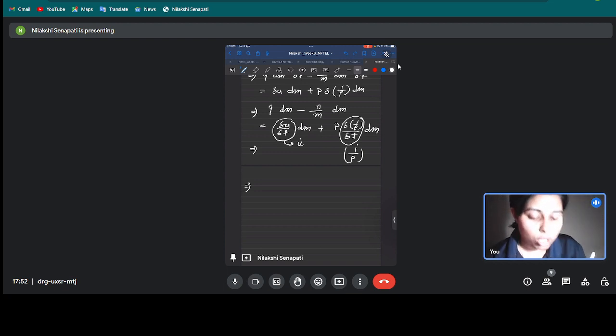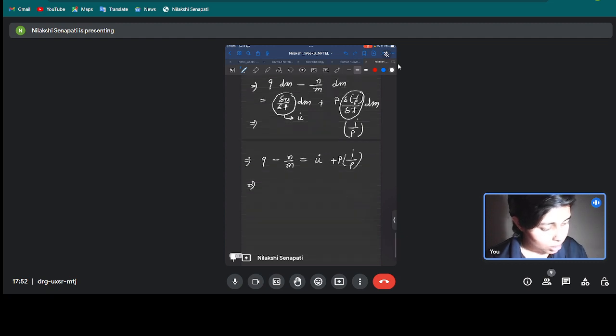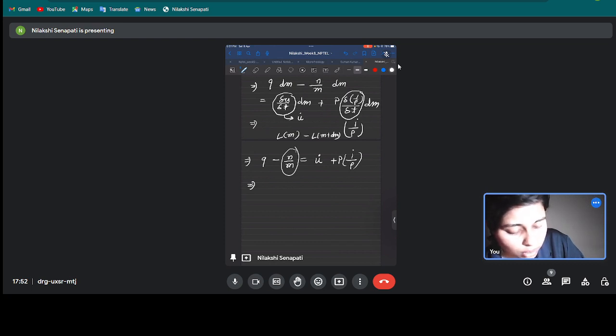Now let me divide all of the things with dm. Then we will get u dot plus p times 1 by rho dot, and this is nothing but L at m minus L at m plus dm, which can be written as del L del M also, like variation of luminosity with the mass, because there is changing of mass only, no time dependence.